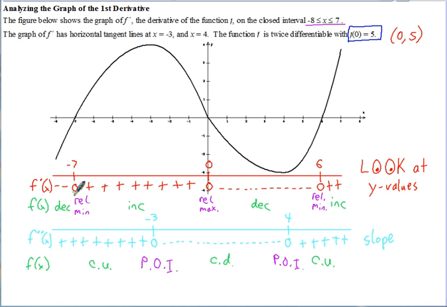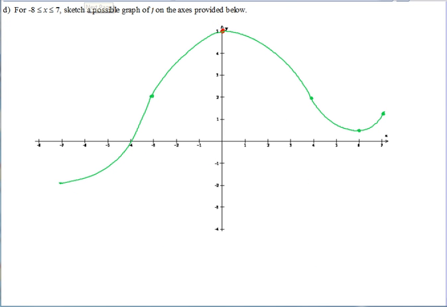And then from -8 to -7, we know the function is decreasing concave up, shaped like a cup. So decreasing concave up. To decrease to get to that point, we know it has to start above it. So decreasing concave up, shaped like a cup.